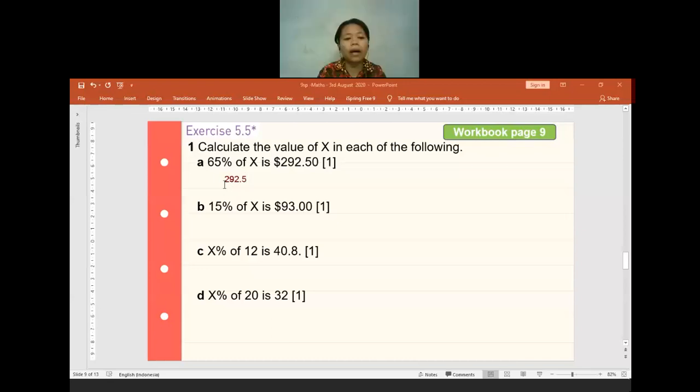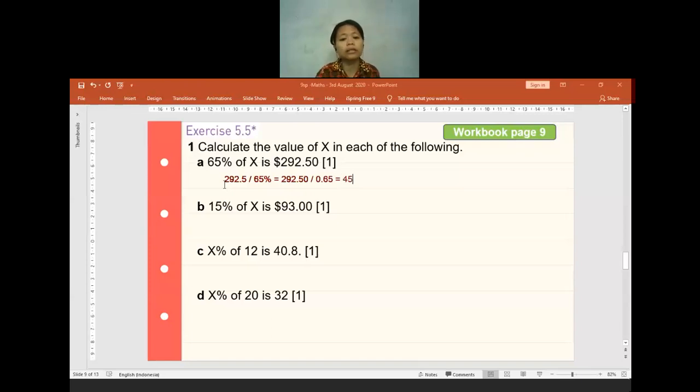292.5 divided by 65%. You can make the percentage into a decimal, so it will be 292.50 divided by 0.65. You can also divide by 65 and then multiply by 100. So what is the answer? 450. Okay, is there anyone having any question or confused?